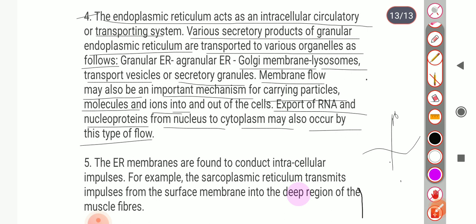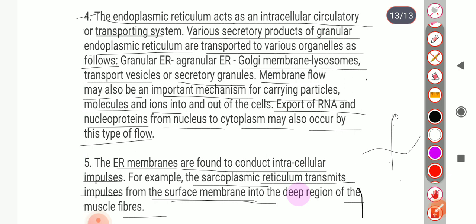Fifth, the endoplasmic reticulum is found to conduct intracellular impulses. For example, sarcoplasmic reticulum transmits impulses from the surface membrane to the deep region of the muscle fiber. Means endoplasmic reticulum is also involved in intracellular impulses, and it helps to transmit impulses from the surface membrane to the deep region of the muscle fiber. This is all about the function of endoplasmic reticulum.